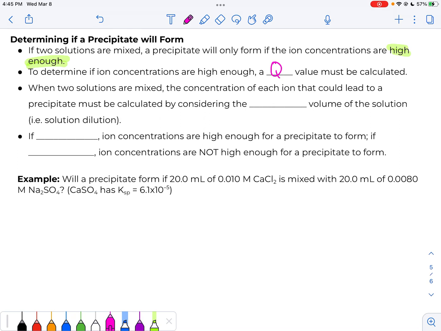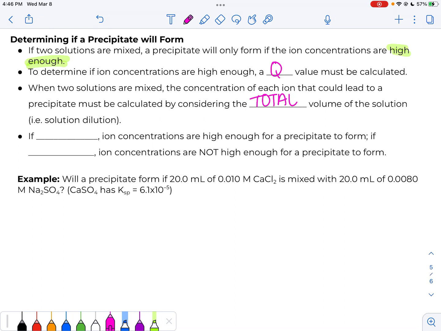When your two solutions are mixed, the concentration of each ion that could lead to a precipitate must be calculated by considering the total volume of your solution. What this essentially means is a solution dilution. You're mixing two things together. They're going to have a new total volume together, so you're essentially doing a dilution.